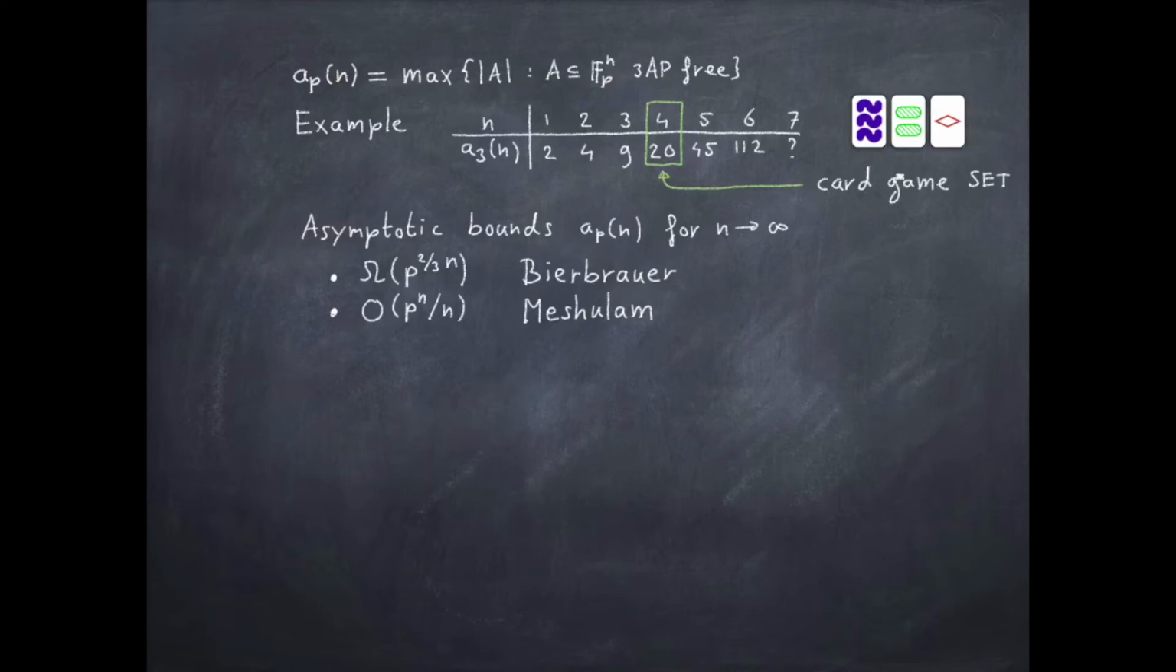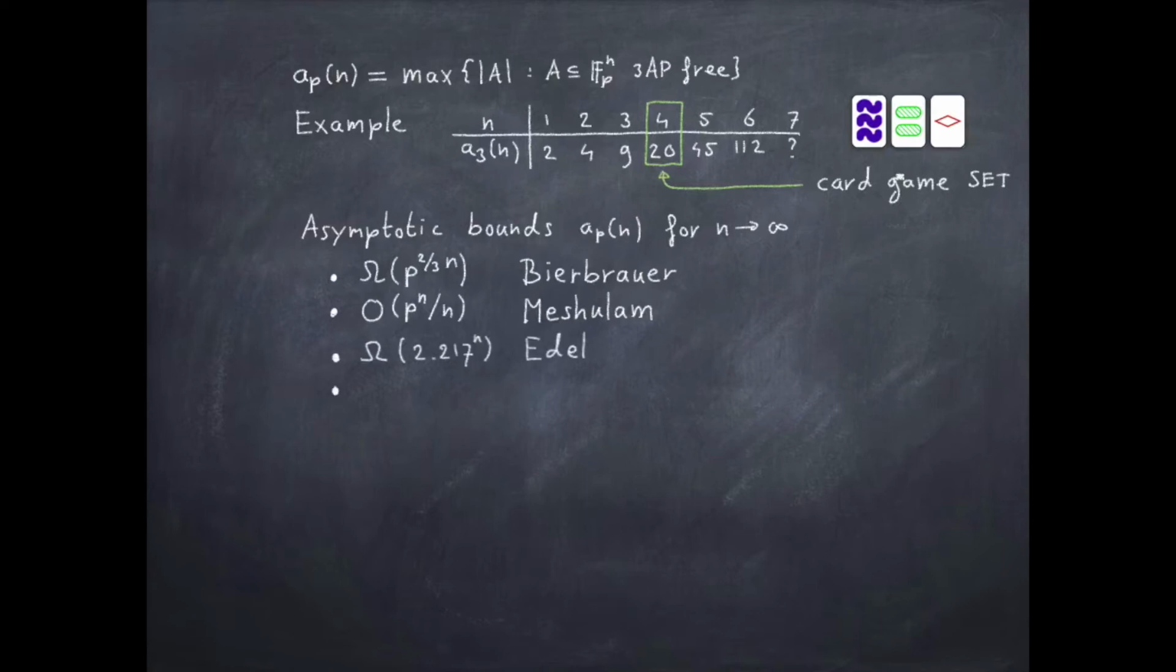The lower bound of Bierbrauer that we saw in the last lecture is quite far away from the upper bound. The analogous bound for the case of Z mod nZ would be n to the power 2/3. Which is much lower than what we get from Behrend's construction.